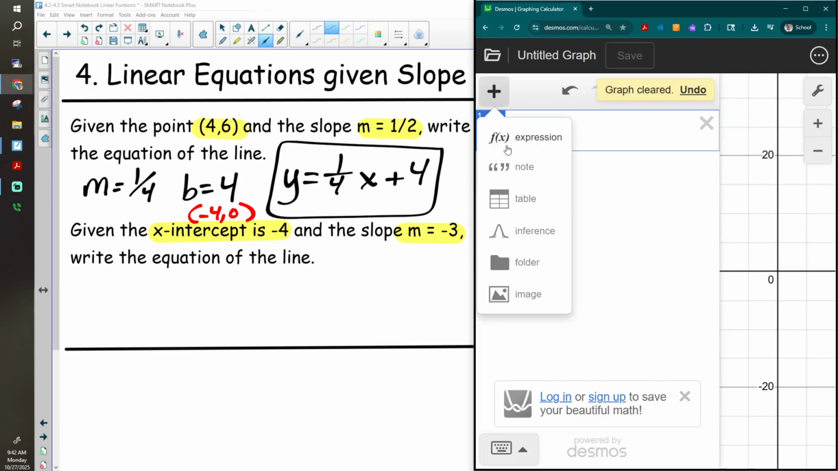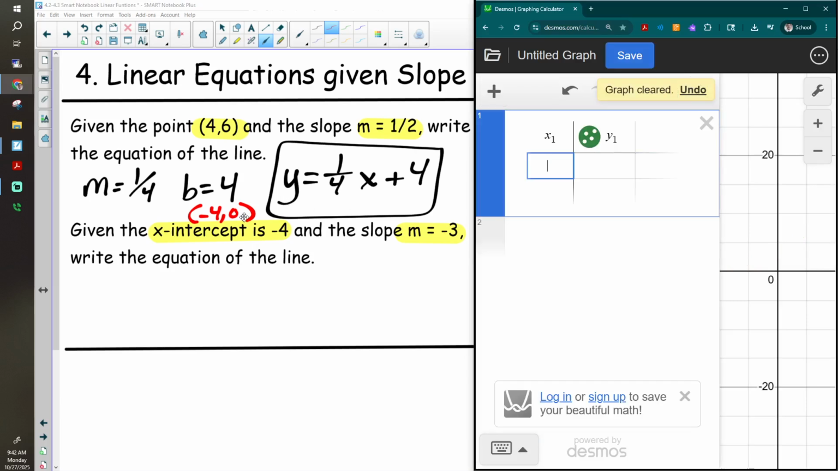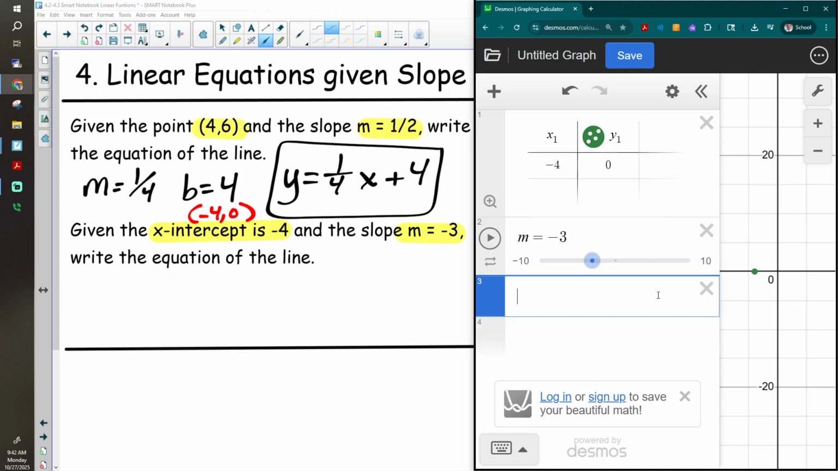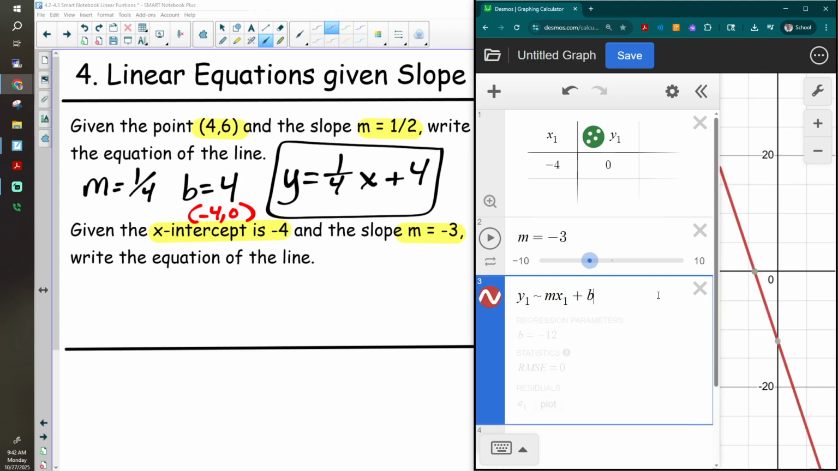I'm going to add my table. I'm going to put in my point, -4, 0. I'm going to tell Desmos, hey, I need my line to have a slope of -3. M equals -3. And then I'm going to use my cheat code. And you're going to see it pumps out.